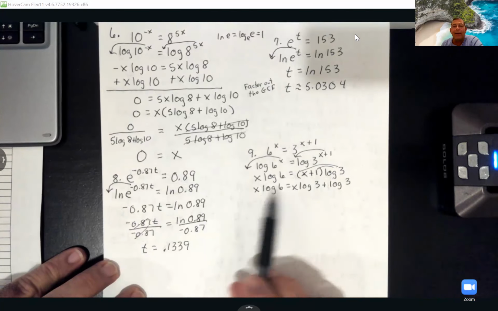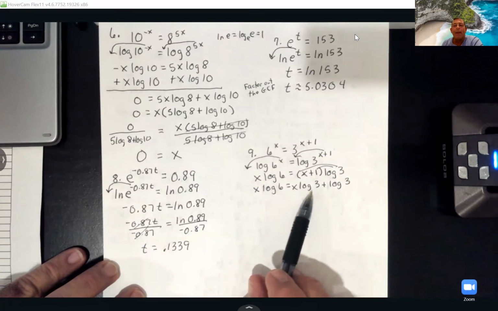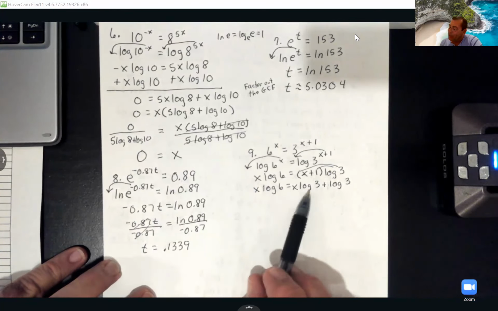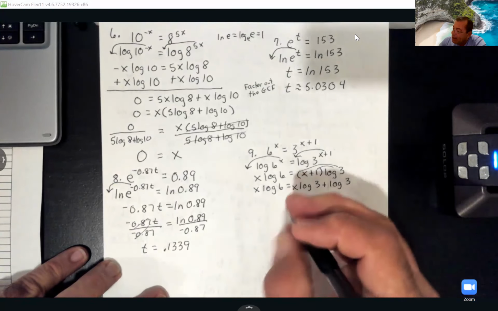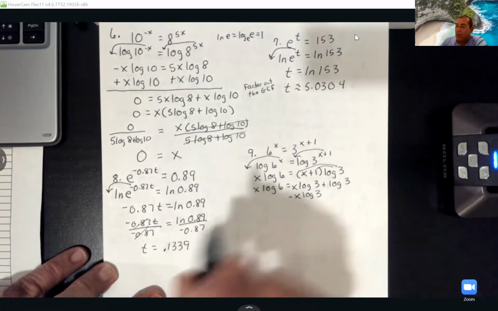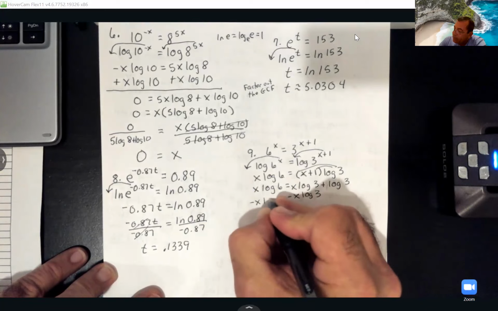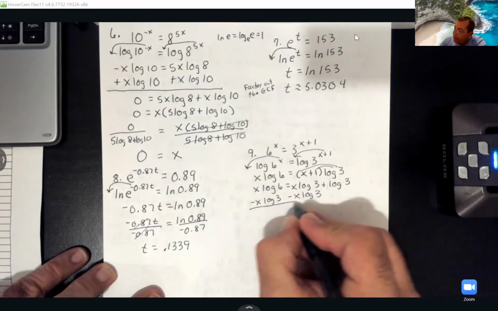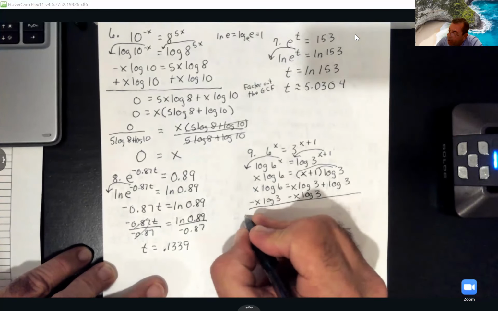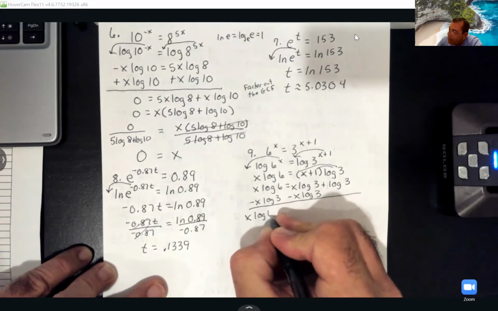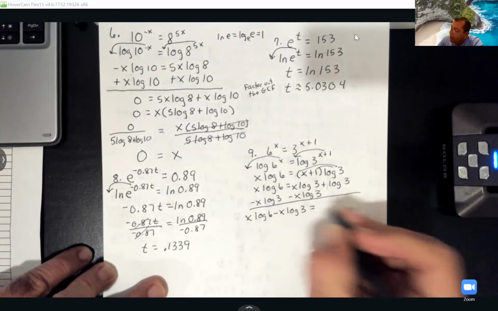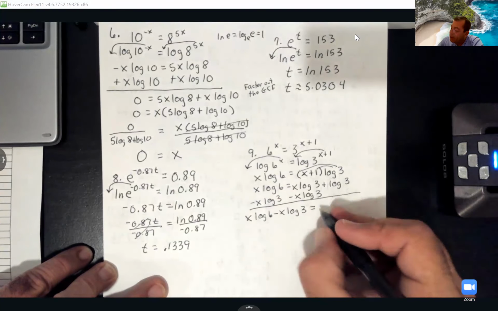So now we're looking at this. I got an x here, and I got an x here. I need to get all my x's on one side. So to move this x log 3 to this side, you got to subtract x log 3 from both sides. So y'all, let's keep up with what we got. These are not like terms. So I'm going to have an x log 6 minus an x log 3 equal to, over here, all that's going to be left is the log 3.